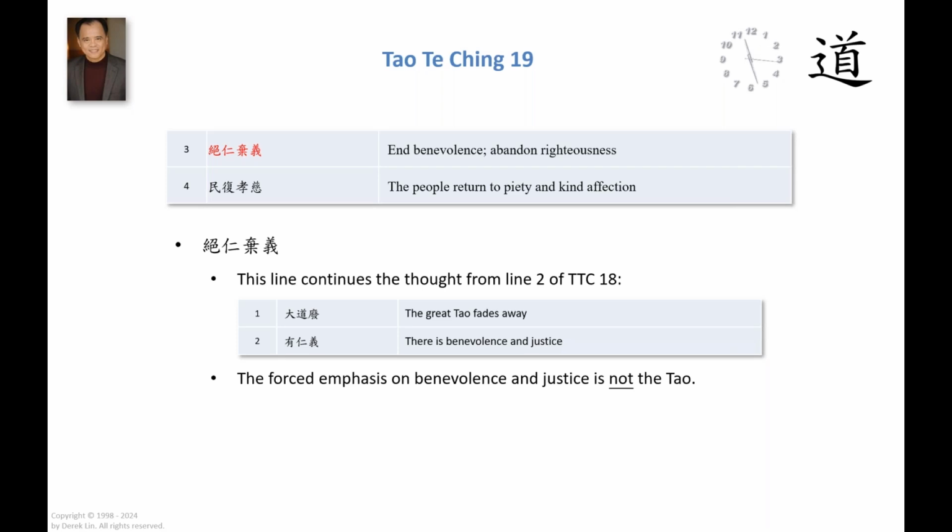So here, what Lao Tzu is saying is to end this sort of emphasis, to return to the genuine and natural virtues.